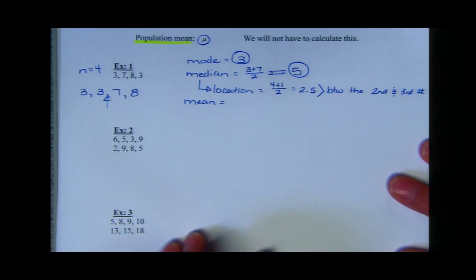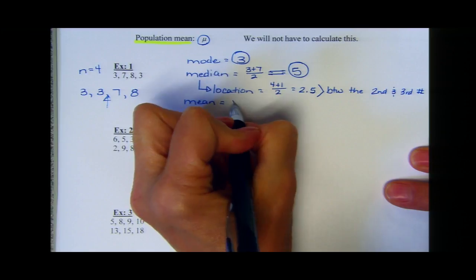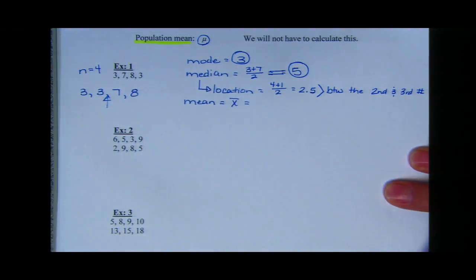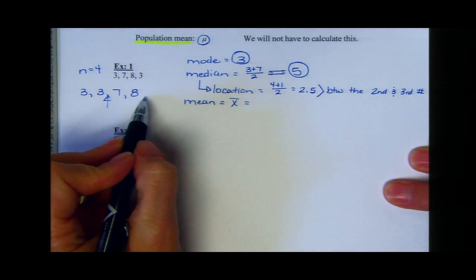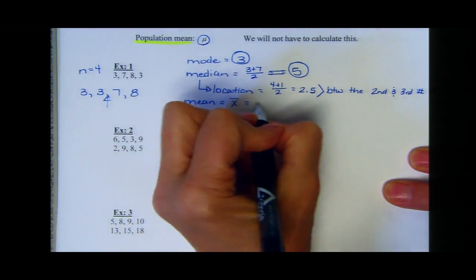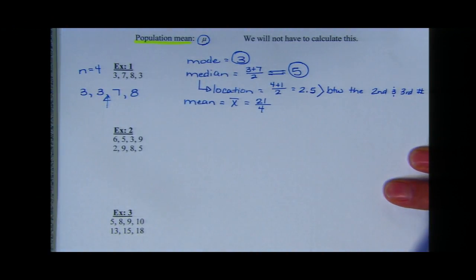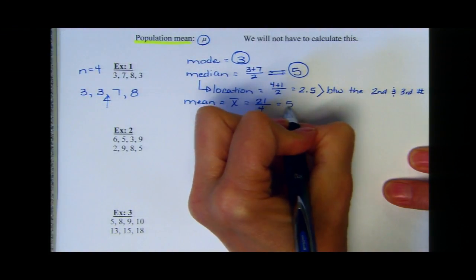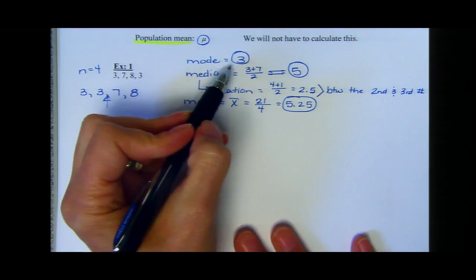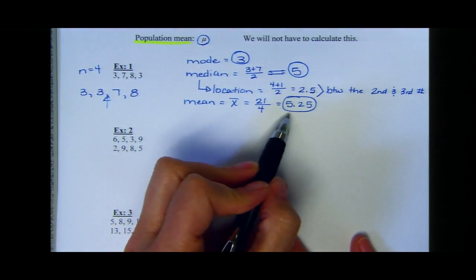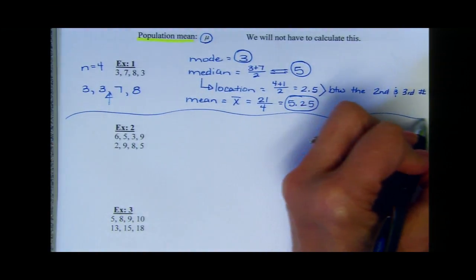And since we will, the majority, if not all of the time, only calculate the means for samples, I'm going to label this as X bar, which is a sample statistic mean. And here we will add all of these values up. So 3 plus 3 plus 7 plus 8 is 21. And I divide by n, which is the number of data values, which is 4. And that calculates to 5.25. So for this particular set of values, my mode is 3, my median is 5, and my mean is 5.25. So now we're going to look at the second example.